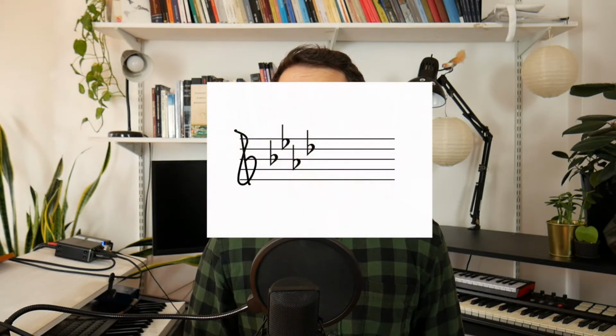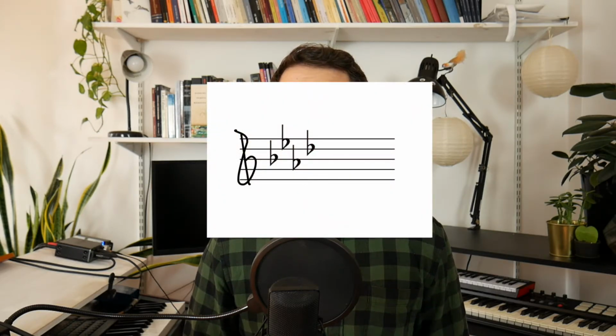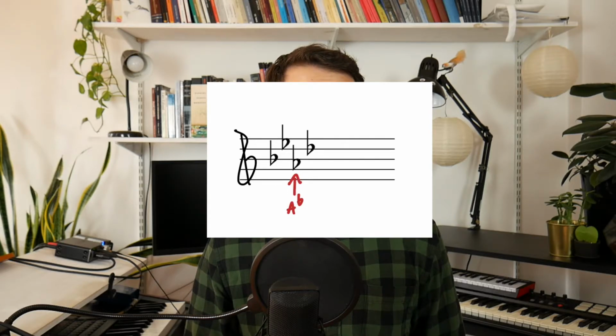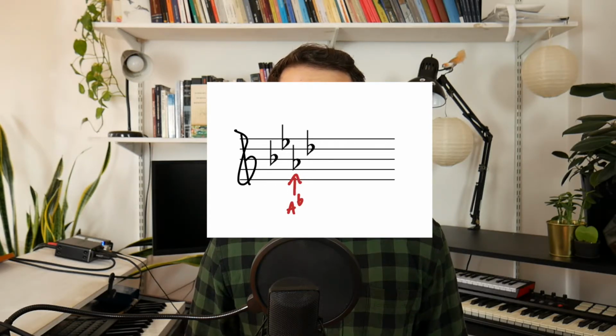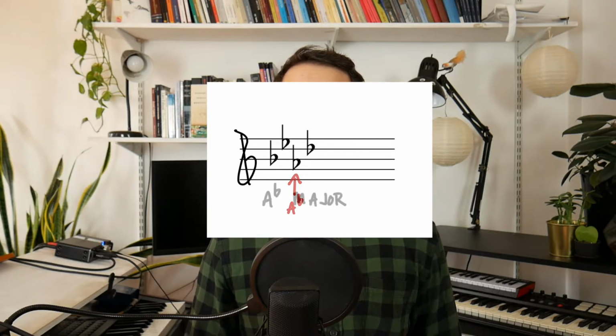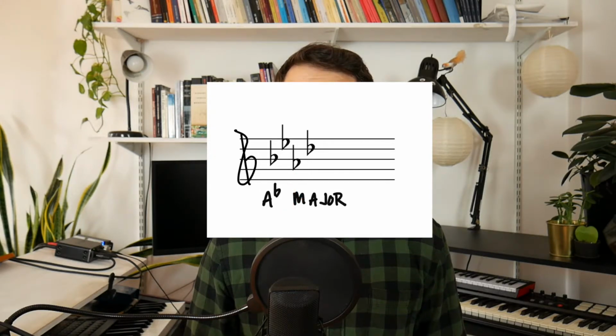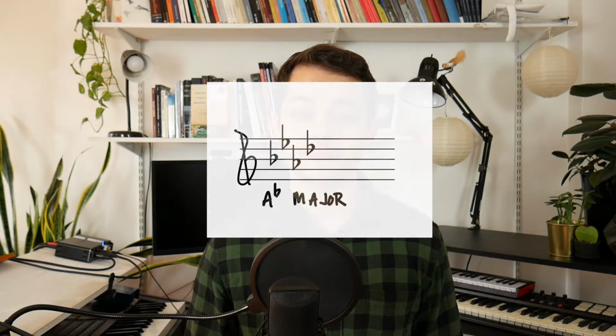So here we see a key signature with 4 flats. The second to last flat is A flat. And right as rain, the key of A flat major uses 4 flats.